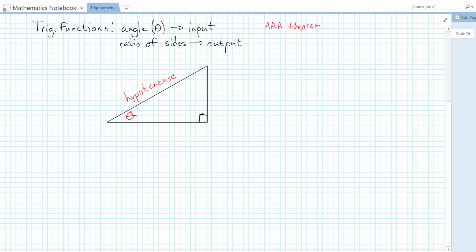I think I spelled hypotenuse wrong, but hypotenuse is the side of a right triangle that's opposite the right angle, and it's also always going to be the longest side of a right triangle. What we're left with are the two other sides, the two sides adjacent to the right angle, which are called the legs of a right triangle. And we're going to label these legs based on their position relative to our angle theta here in red. The side that is adjacent to our angle theta, that's touching it, we're going to call the adjacent leg. And the side that is opposite our angle theta is the opposite leg.